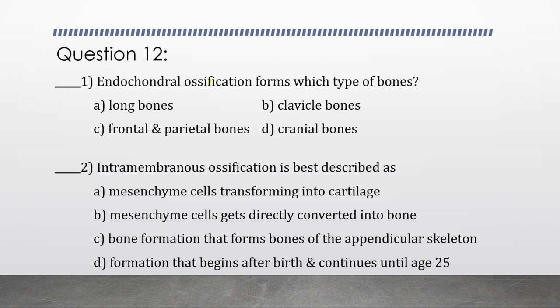All right, endochondral ossification forms which type of bones? That is going to be our long bones. All of these other ones are formed by intramembranous ossification. And then intramembranous ossification is best described as, remember, it comes directly from the mesenchyme. So mesenchyme cells are directly converted into bone.